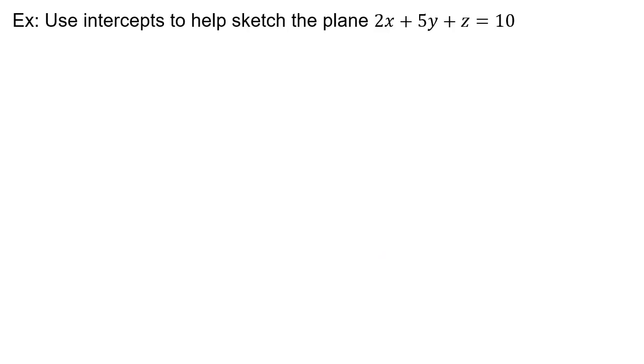Okay, this one says, use intercepts to help sketch what this plane would look like. This might look awful, but I'm going to try to actually draw this one out. The intercepts are not too bad.